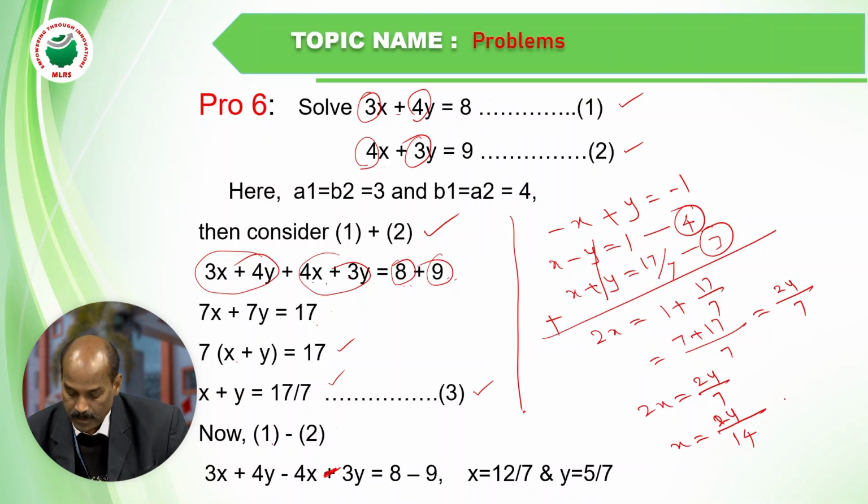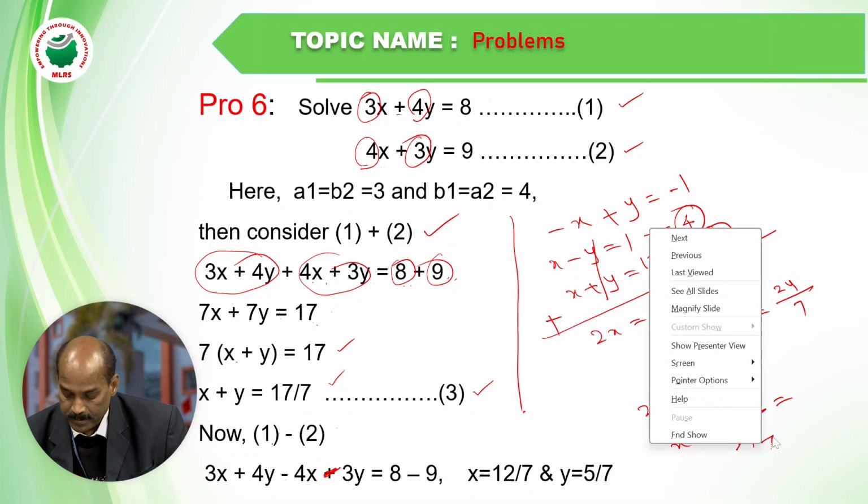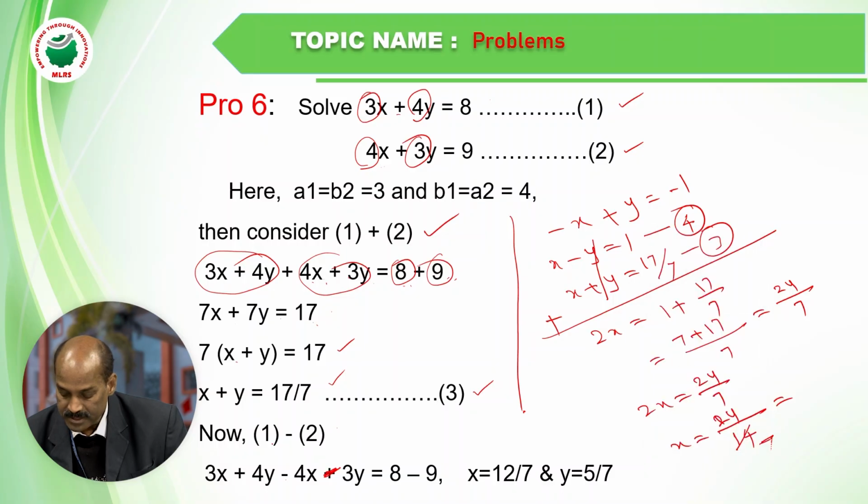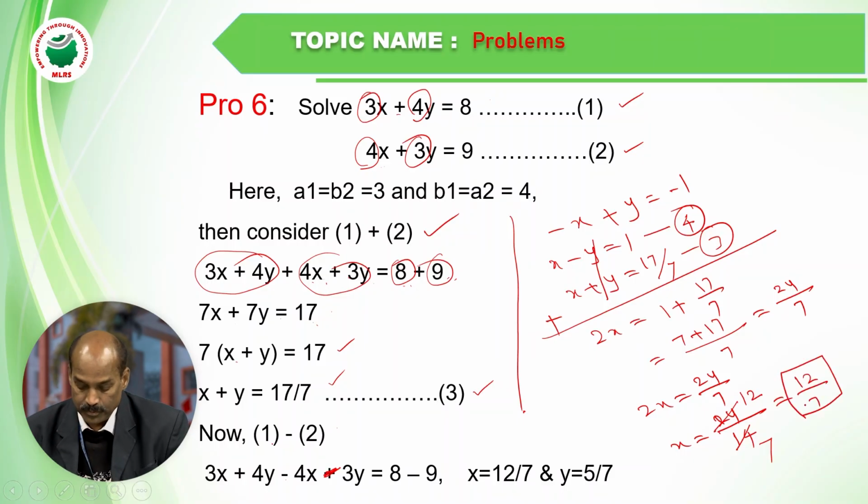So 7 into 14. Therefore, we will get this divided by 2, 7, and this is 12. So the final answer is 12 by 7. This is the x value. Okay. So x is equal to 12 by 7.